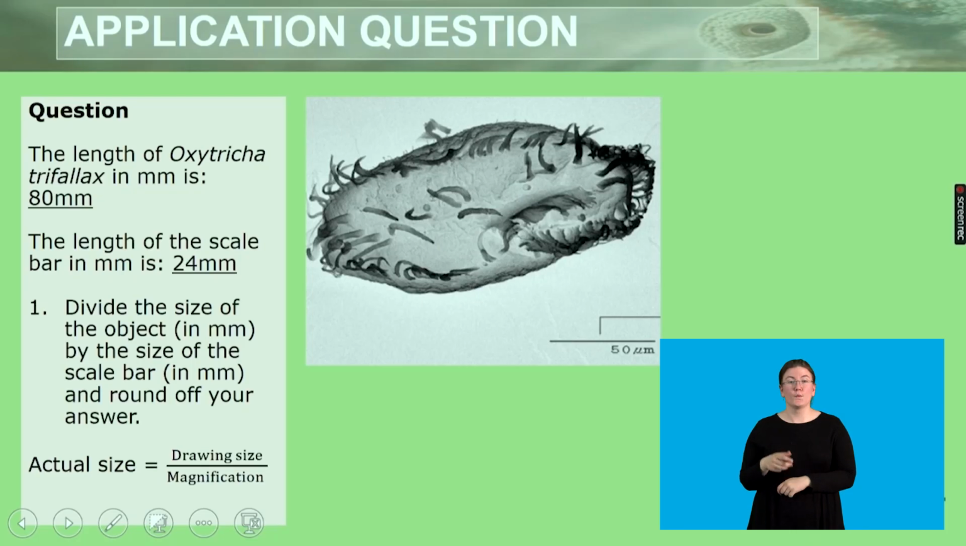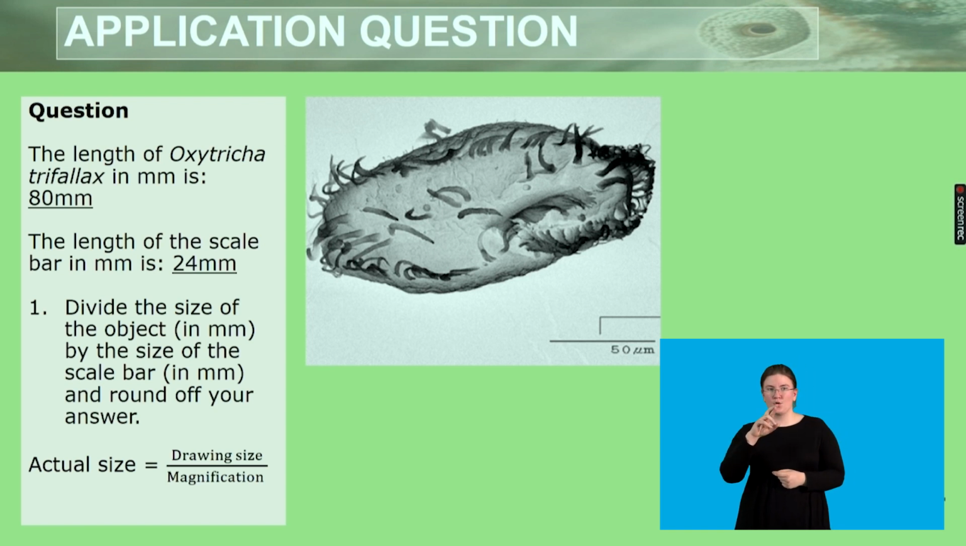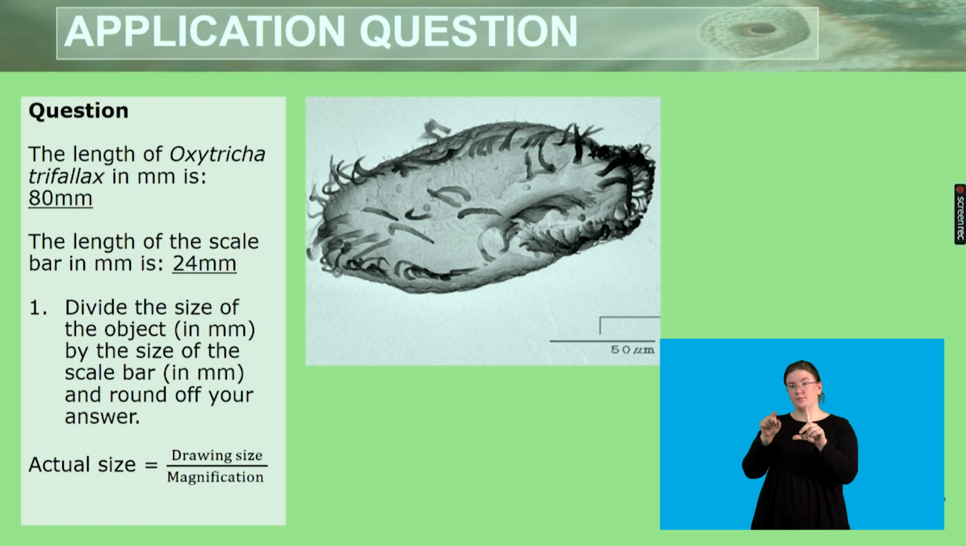So in this set of questions here, we have a micrograph. You have learned about a micrograph. You should know what a micrograph is and what it is used for. This is basically a photomicrograph, or an image of a microorganism. This microorganism is called the Oxytricha triphelix, and the length of this microorganism is 80 millimeters.